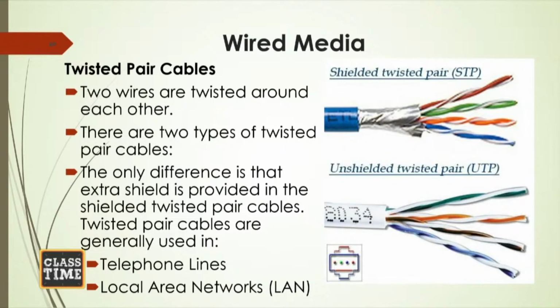Now let us look at twisted pair cables. Twisted pair cable is one of the wired media that was used regularly before we started moving on to the wireless. In a twisted pair cable, two wires are twisted around each other. Now you may say, why did we twist the wire like that? It's to keep out the noise and to keep out unwanted sound and other interferences from the communication process. So the wires are twisted together.